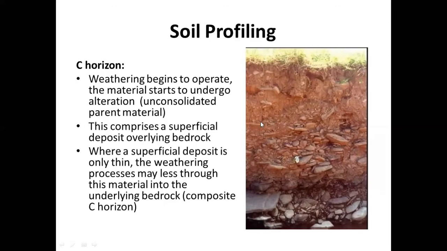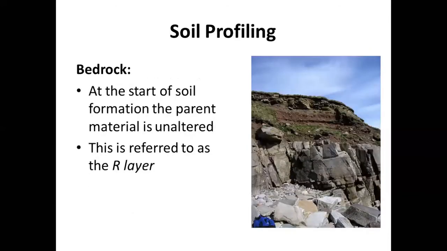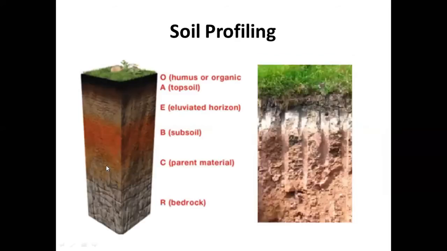So this is actually the C horizon, and the weathering process may move through this material into the underlying bedrock or composite C horizon. Okay, so this is actually the C horizon. If we see the soil profile, this is the C horizon from this portion up to this portion. We can call it a parent material, and it is unconsolidated. The main difference between bedrock and the C horizon is that bedrock is in consolidated form, and the C horizon is in unconsolidated form.